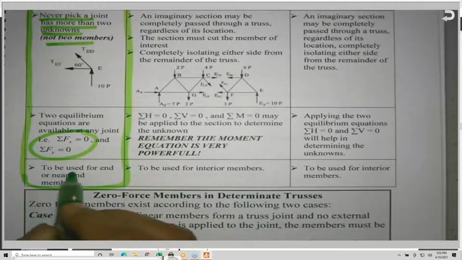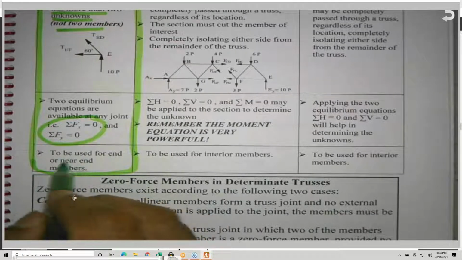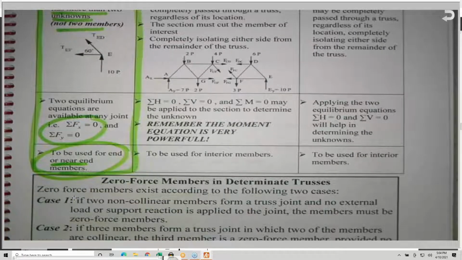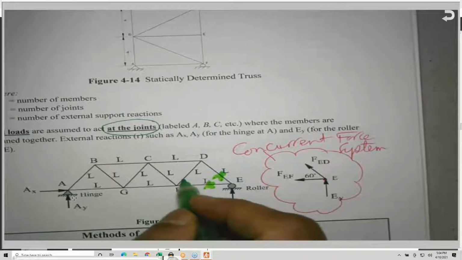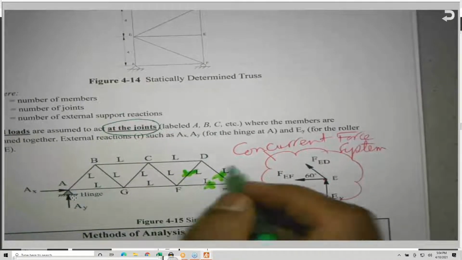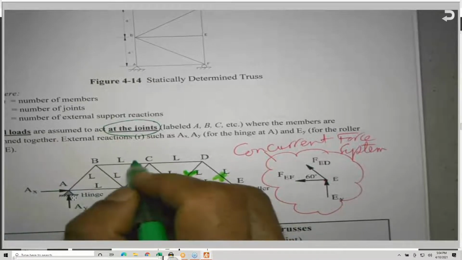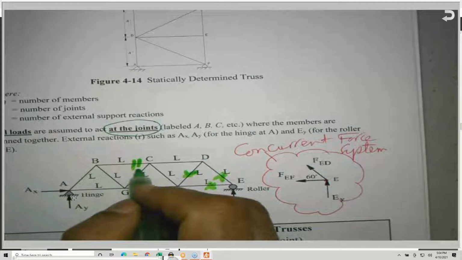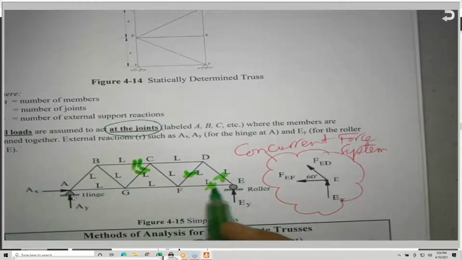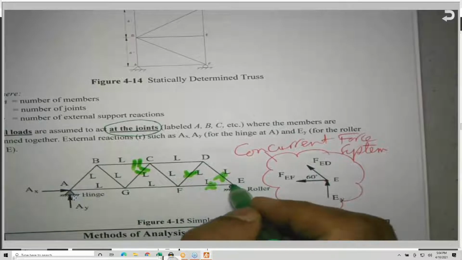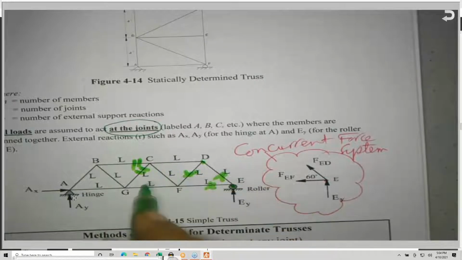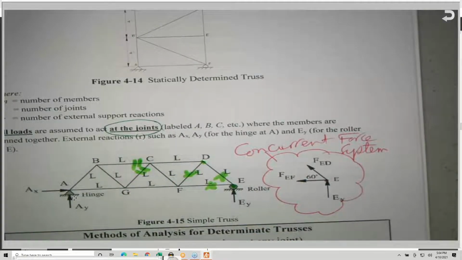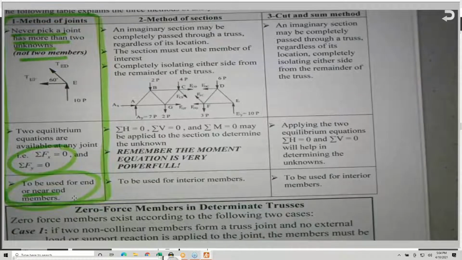Okay. Where can we use this? To be used for end or near end members. When you are looking for a force in a member at the ends here, or near, maybe this one, I'm thinking about the method of joints. But if this member here, no. Because in the method of joints, basically I'm moving from one joint to another. I will finish this joint, come to this joint, and so on. So if you have an interior member, a member that's far away from both ends, the next method, the method of sections, is the most powerful one to handle such.